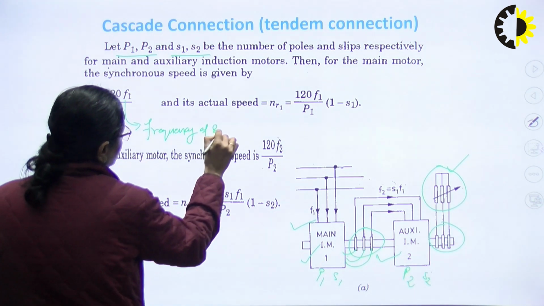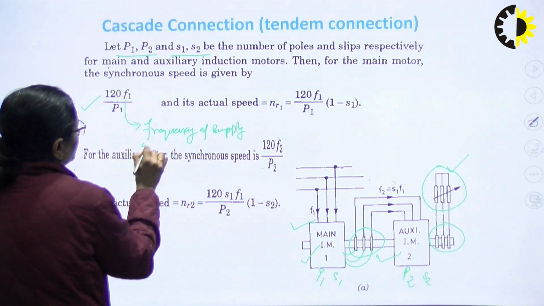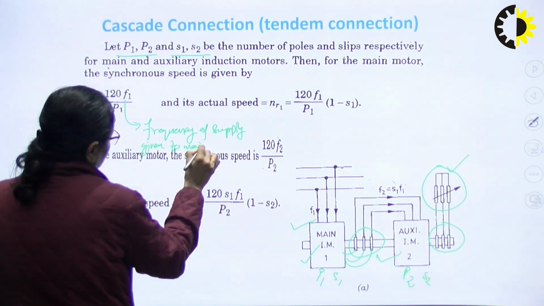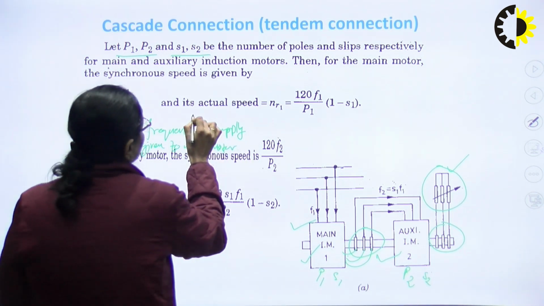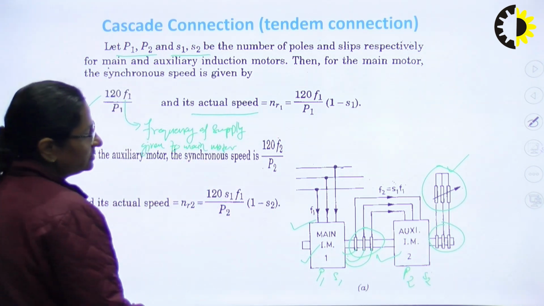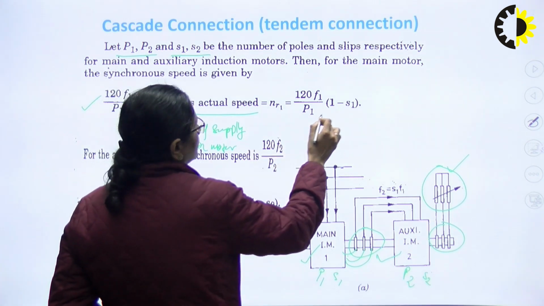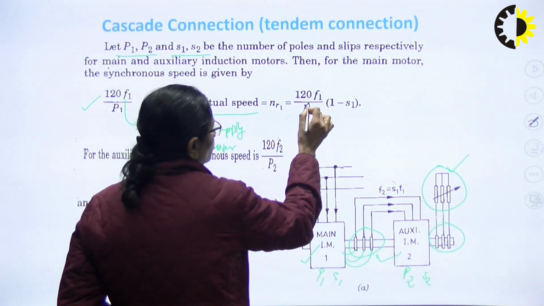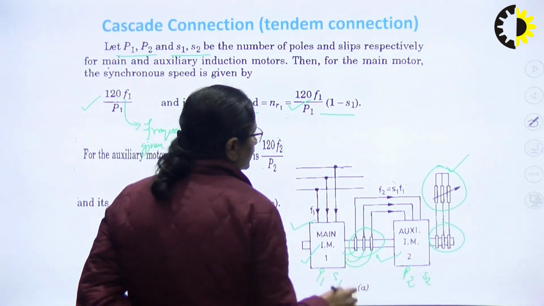Frequency of supply given to the main motor. The actual speed of the main motor, that is motor 1, would be NS1 into (1 minus S1). So, it can be written as 120 F1 upon P1 into (1 minus S1).